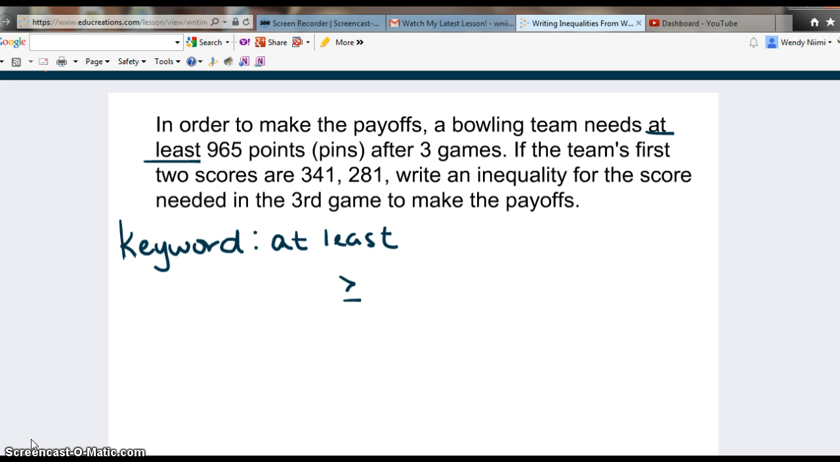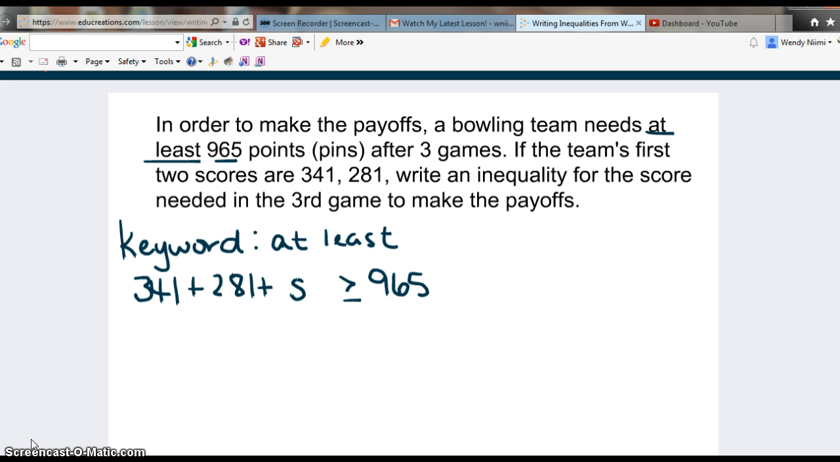All right, so we know that the total of all 3 games' points needs to add up to be greater than or equal to 965. So we have a first score, which is 341, and we're going to add it to our second score of 281, and then add it to the score we're trying to get. We're going to use the letter S for score. That's going to be our variable.